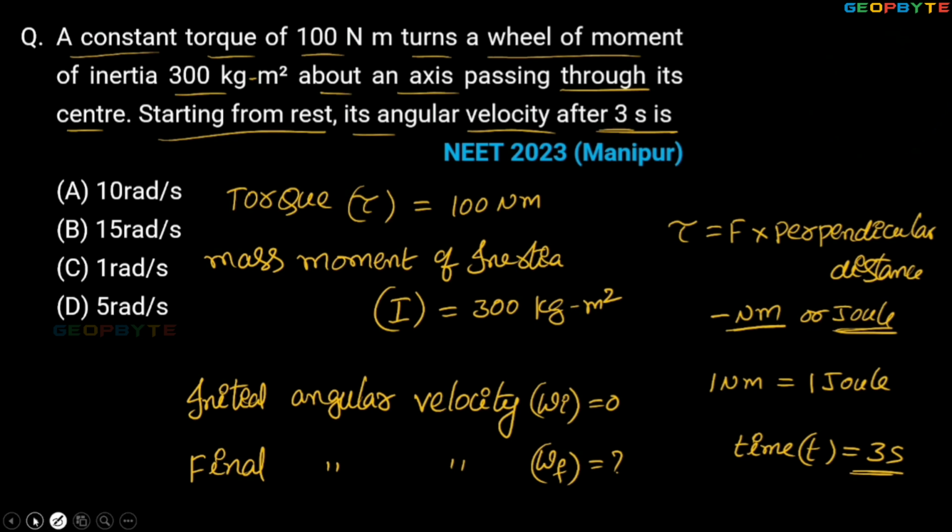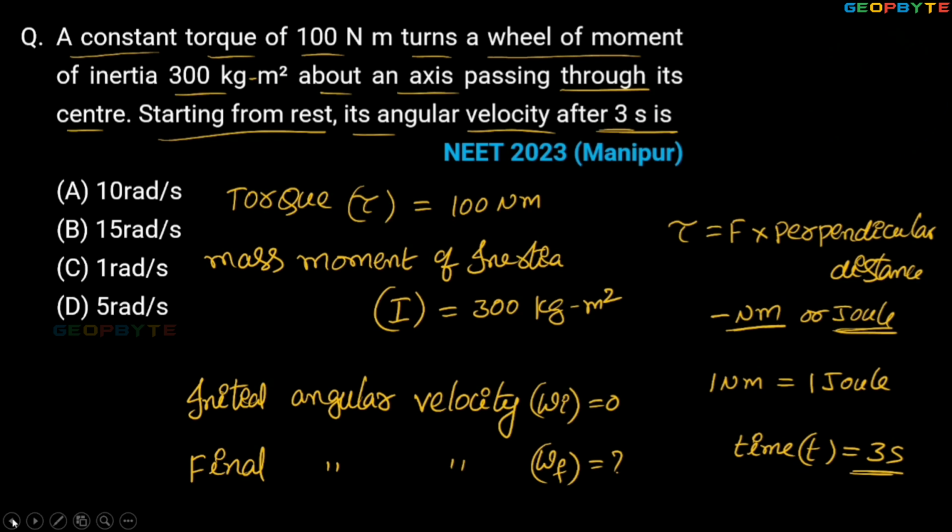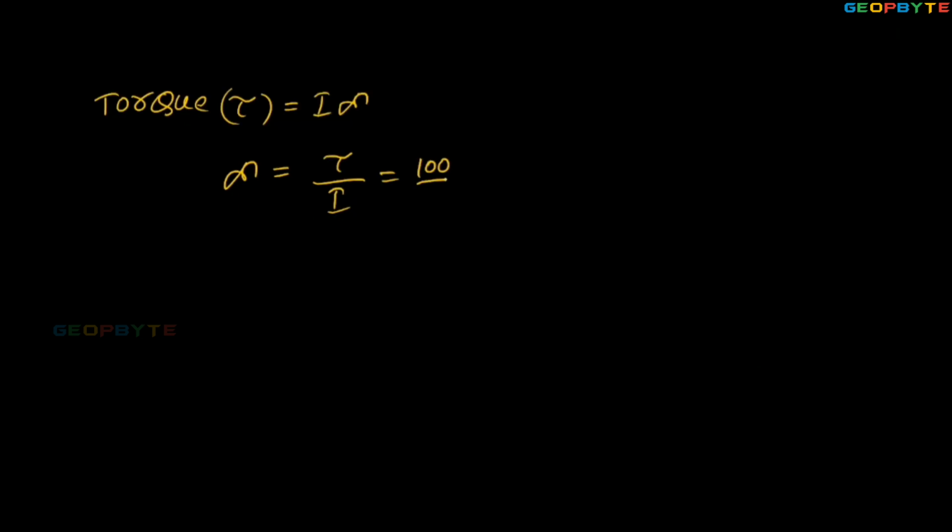For that, as you know, torque tau equal to I alpha, where alpha is the angular acceleration. From this, angular acceleration alpha equal to torque divided by I. What is the torque given? Look at the torque, 100. I is given 300. 100 by 300 is equal to 1 by 3 radians per second square. Radians per second square is the unit of angular acceleration.